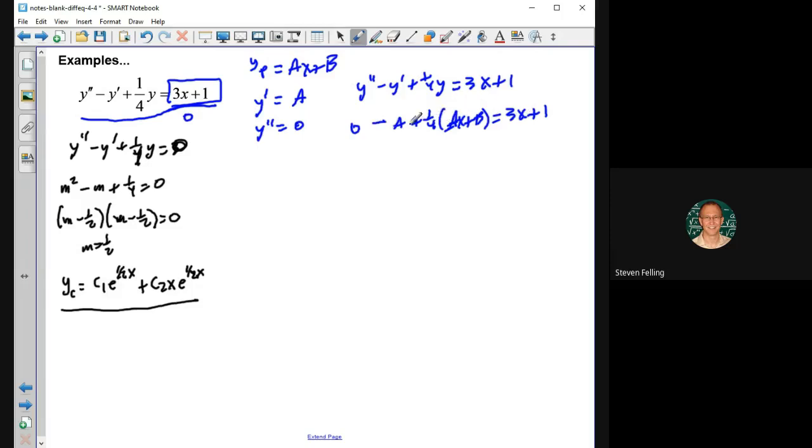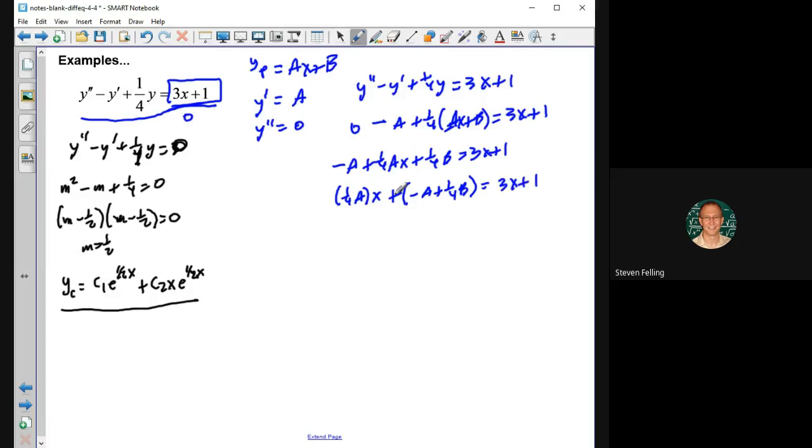So if I multiply this out, I have negative a plus 1/4 ax plus 1/4 b equals 3x plus 1. All right. And then that means I have an x term, right? I have a term that's 1/4 a times x. And then I have a term here that's negative a plus 1/4 b that contains no x's. This is the constant term. And this is equal to 3x plus 1.